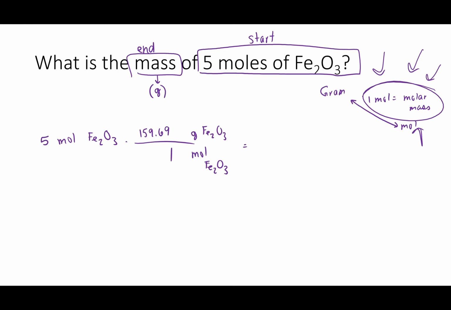Okay, and my final answer here gives me a big number, 798.435 grams. But I want to point out that this has 1 significant figure, and so I need to round this to 1 significant figure. So you have a couple options. You can use scientific notation, 8 times 10 to the 2 grams, or you can recognize that that's the same thing as 800 grams. Both of those have 1 significant figure.